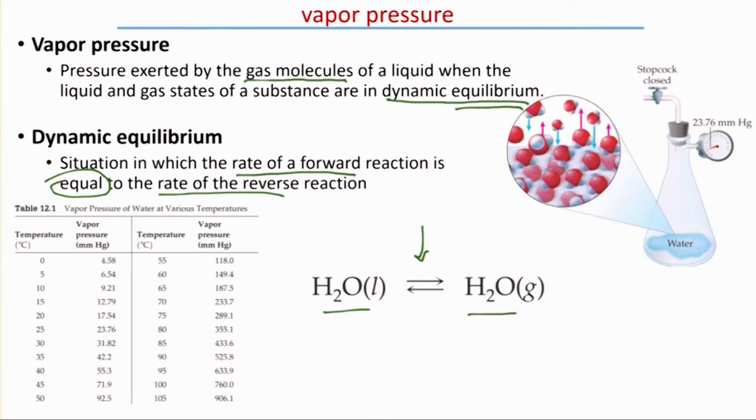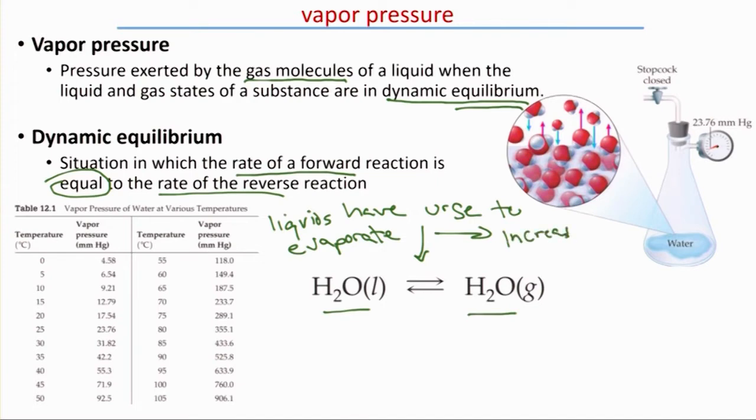So vapor pressure, I'm just going to write this out. Liquids have the urge to evaporate. And one of the reasons for this is because if they go from the liquid to the gas phase, this is an increase in entropy, which we talked about in the previous lecture, that systems tend to go in a way that will increase entropy, or increase the randomization or distribution of energy in a system.